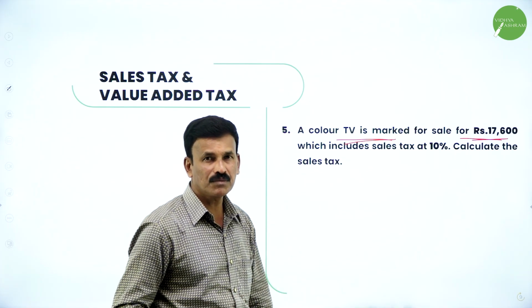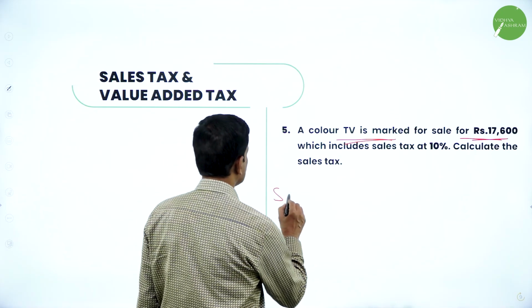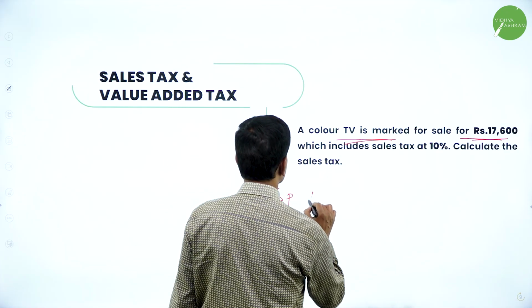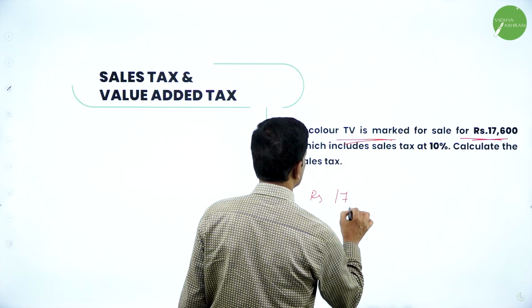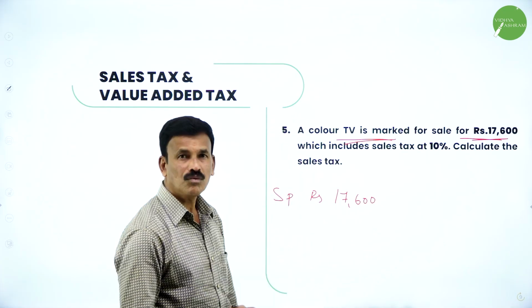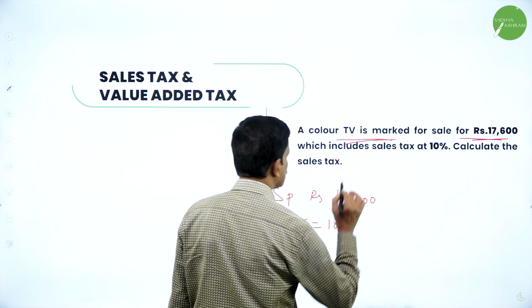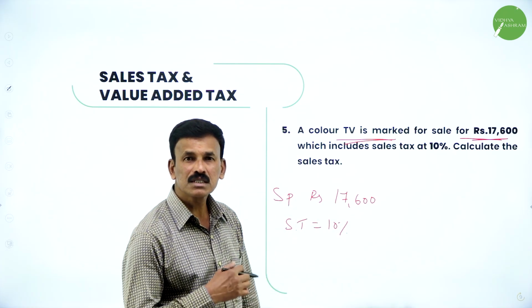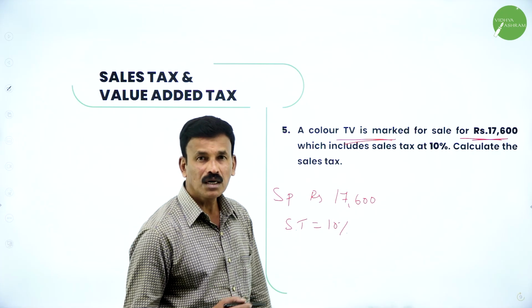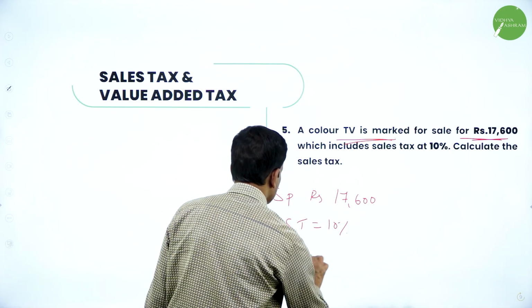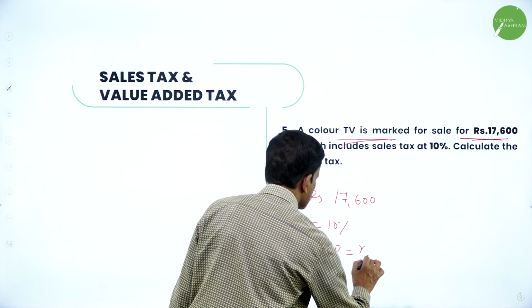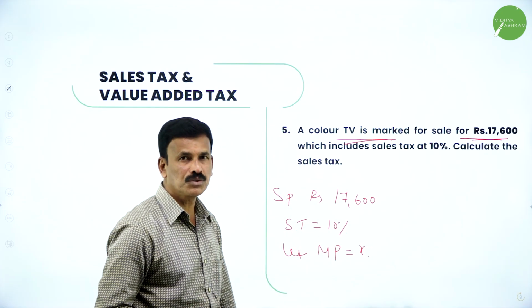Very simple problem, right? What is SP? SP is given. So, SP is equal to rupees 17,600. What is sales tax here? Sales tax is equal to 10%. So, we have to calculate the sales tax in rupees. Let us assume, let the market price MP be equal to X.